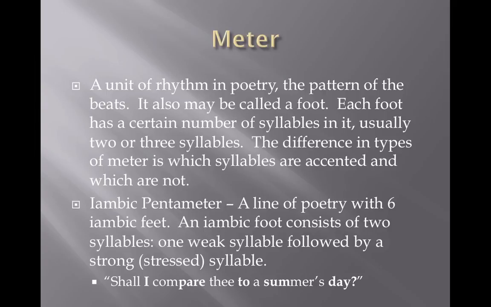The difference in types of meter is which syllables are accented and which ones are not. So we naturally put accents on different syllables of words when we're talking. The most common one for us this year is going to be iambic pentameter with Shakespeare. So iambic pentameter is a line of poetry with 5 iambic feet, thus the penta, 5. An iambic foot consists of 2 syllables, one weak syllable followed by a strong stressed syllable. So with meter, we tend to count it out.